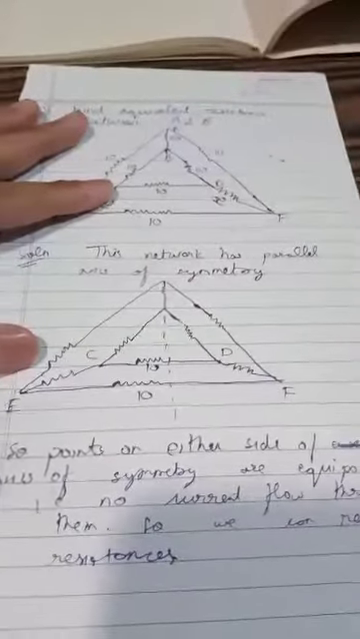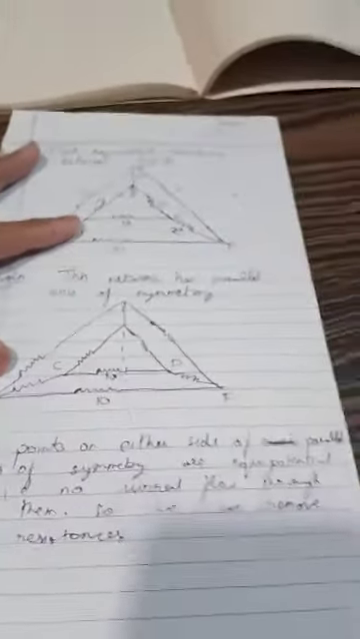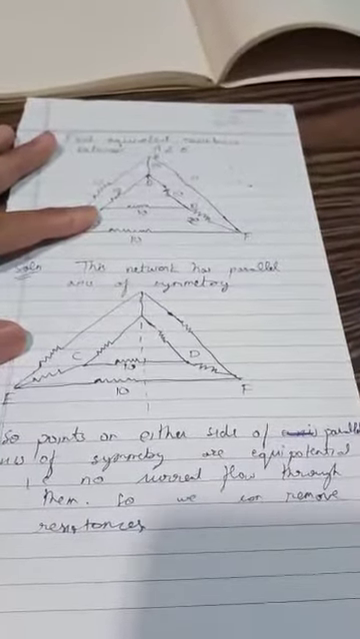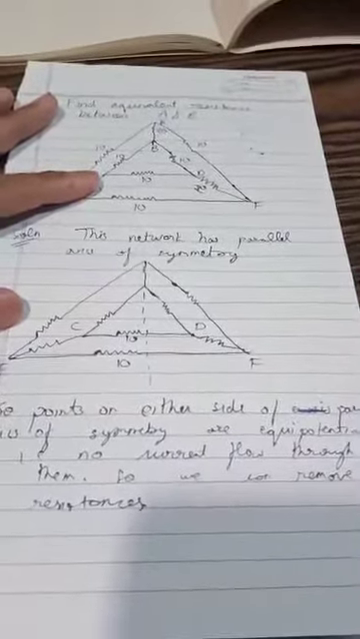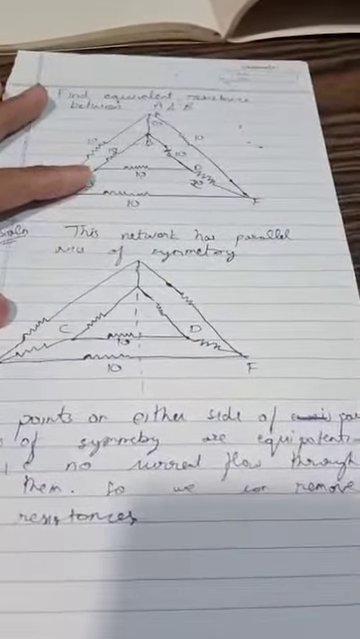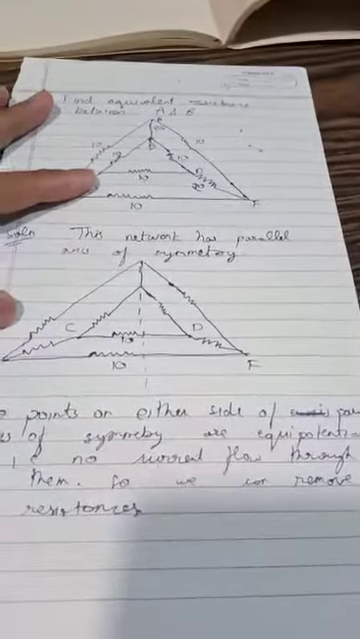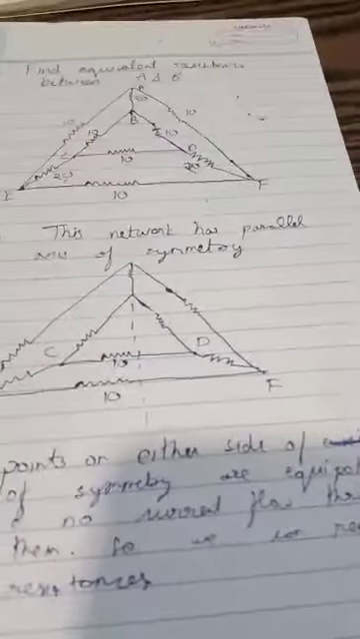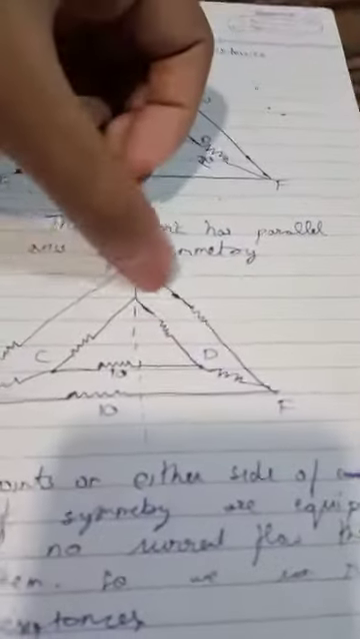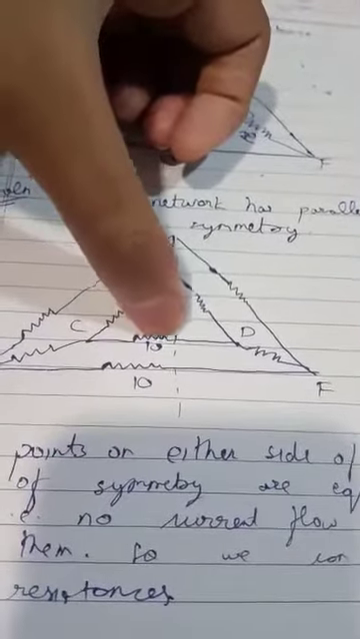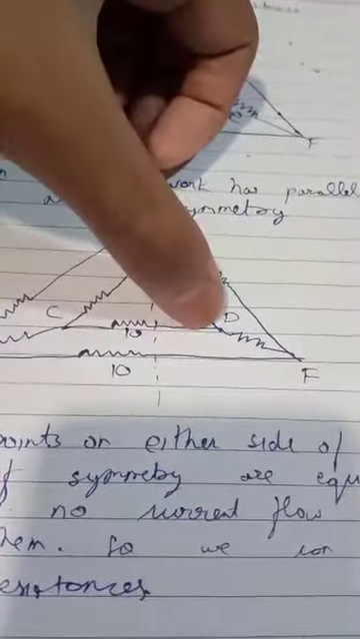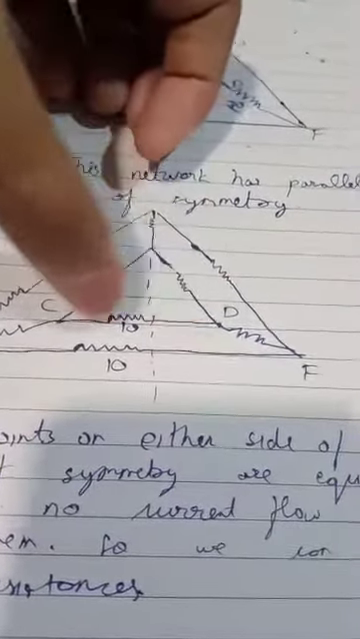Since this network has a parallel axis of symmetry, the important concept is that the points on either side of the parallel axis of symmetry are equipotential, which means that no current will flow through them. So we can remove the resistances between them. The points C and D are on either side of the parallel axis of symmetry. So we can easily remove this 10 ohm resistance because C and D are equipotential. So no current will flow between them.